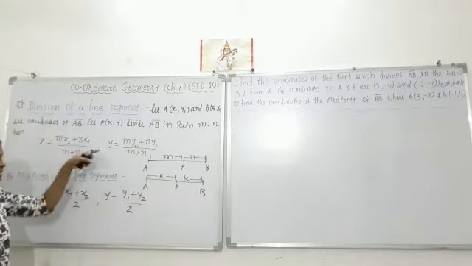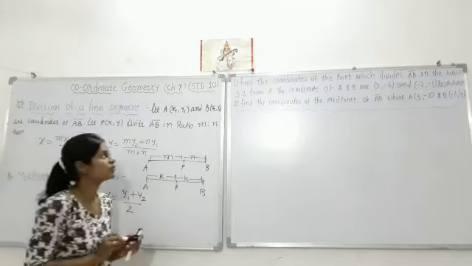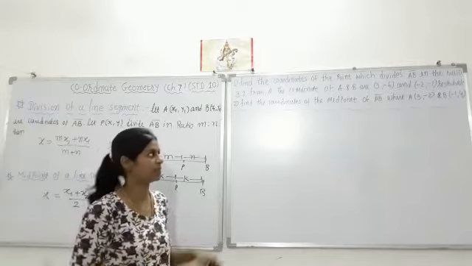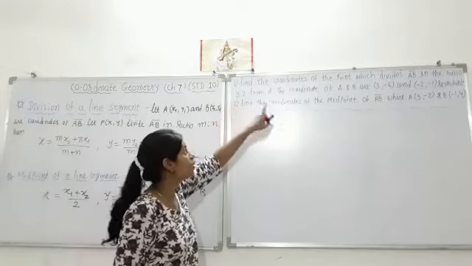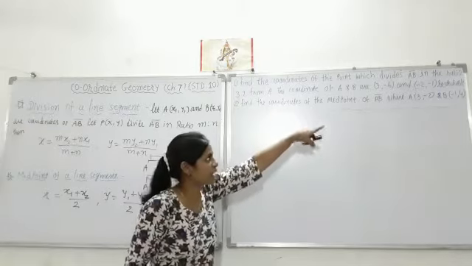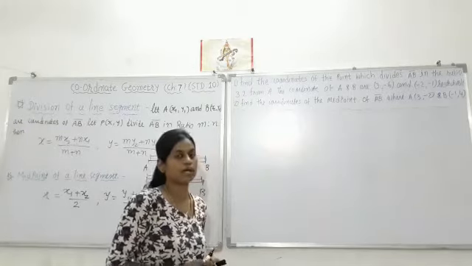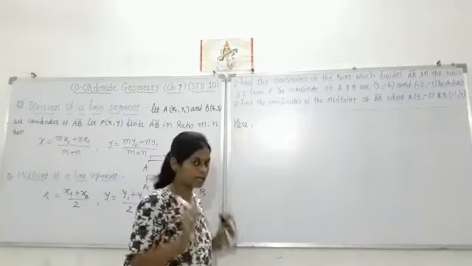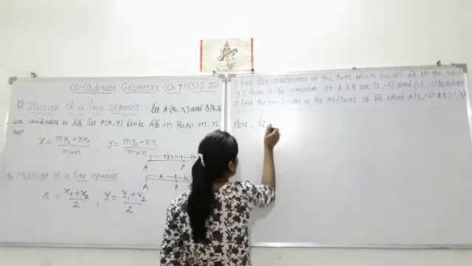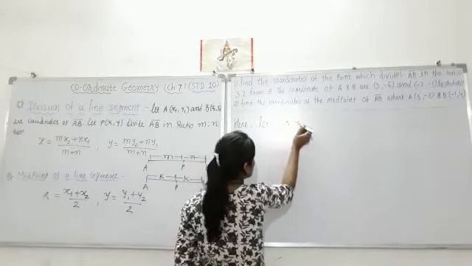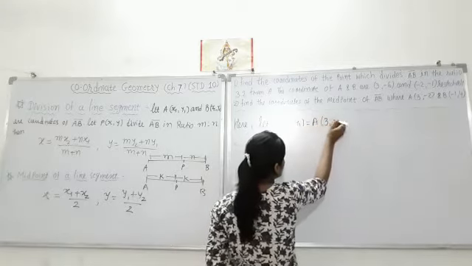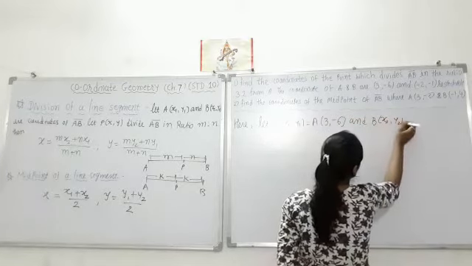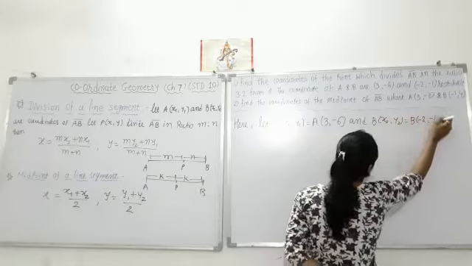Let us consider two examples based on these two formulas. First question: find the coordinates of the point which divides line segment AB in the ratio 3:2 from A. The coordinates of A and B are (3, -6) and (-2, -1) respectively. First of all, understand the question and write whatever is given. Here, let A of x1, y1 is equal to A of (3, -6) and B of x2, y2 is equal to B of (-2, -1).